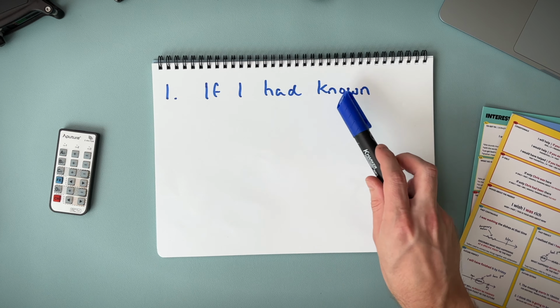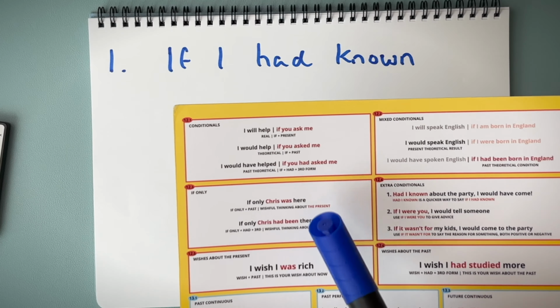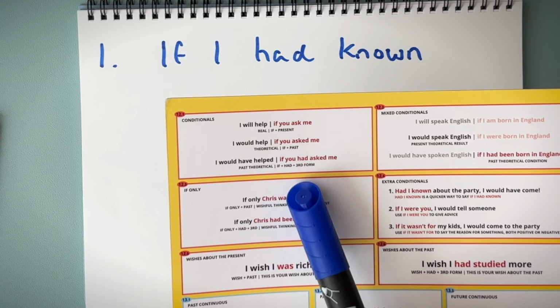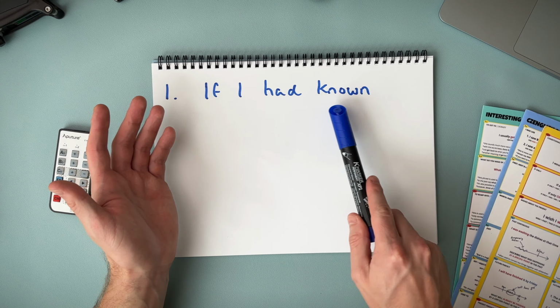So the first extra conditional we're going to learn today is how to make a quicker third conditional sentence. So remember, third conditional sentences are like this. If I had known something, I would have done something else. We can actually see this in our leaflet here. This is the third conditional. If you had asked me, I would have helped. So we're talking about a past theoretical situation. This is just an example of a third conditional. If I had known it was your birthday, I would have brought you a present, for example.